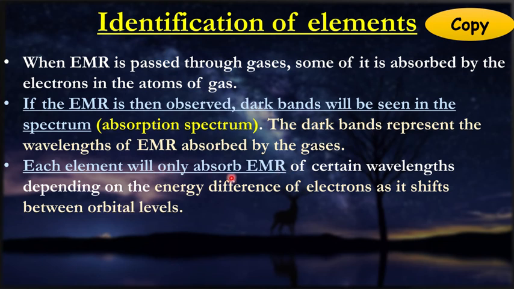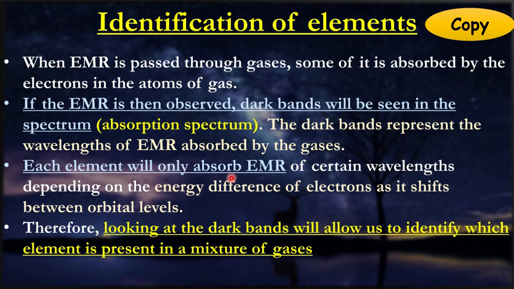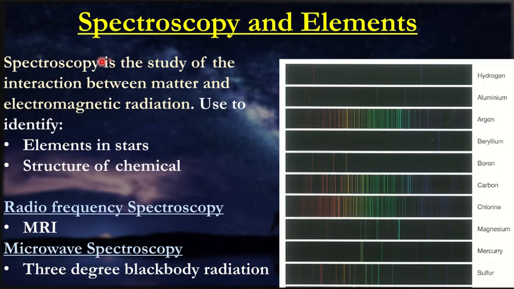So if we know what that pattern is, we can look at other objects using spectroscopy to locate the types of elements that might be in the substance we're looking at. And that's a very powerful tool. Spectroscopy is the study of interactions between matter and electromagnetic radiation. We can use this to identify elements in stars, which is kind of how we worked out that most stars are made up of mostly hydrogen and helium.